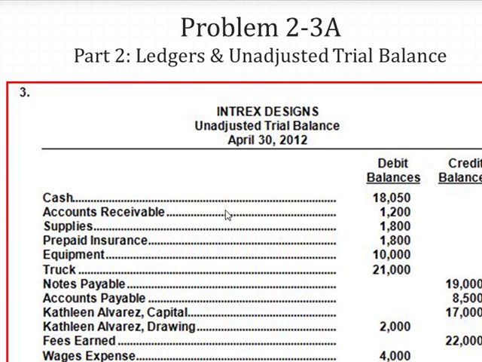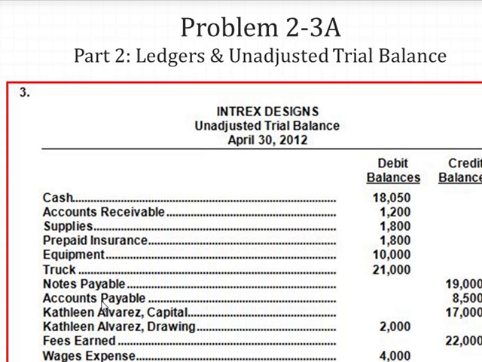$18,050 is the cash balance. $1,200 is accounts receivable. Supplies has an $1,800 balance. Prepaid insurance has an $1,800 balance. Equipment has a $10,000 balance, and truck has a $21,000 balance. We apply this to the debit column because these are normal debit balance accounts.